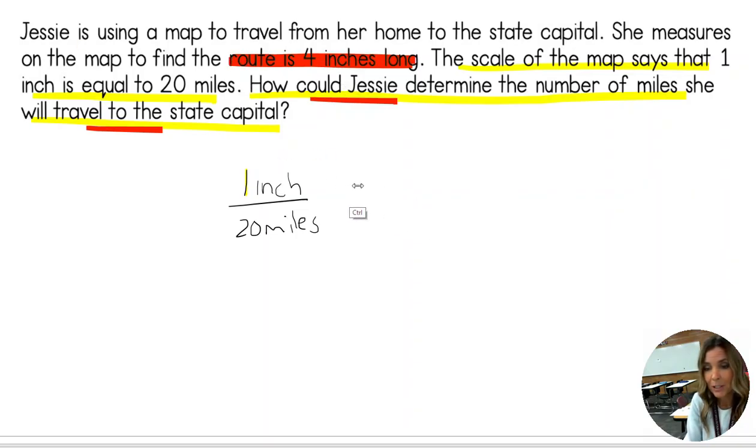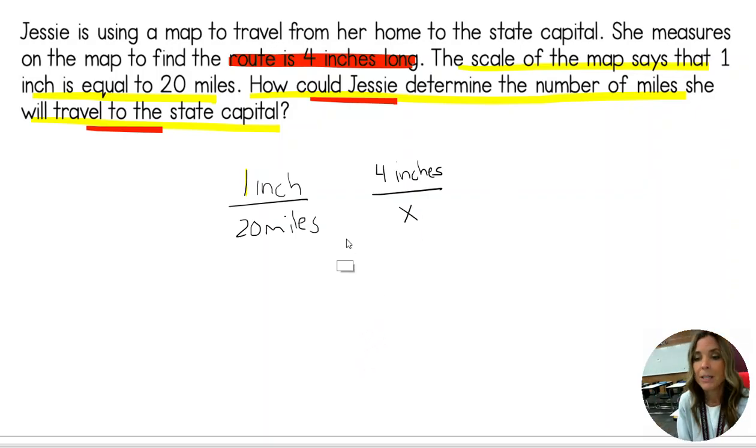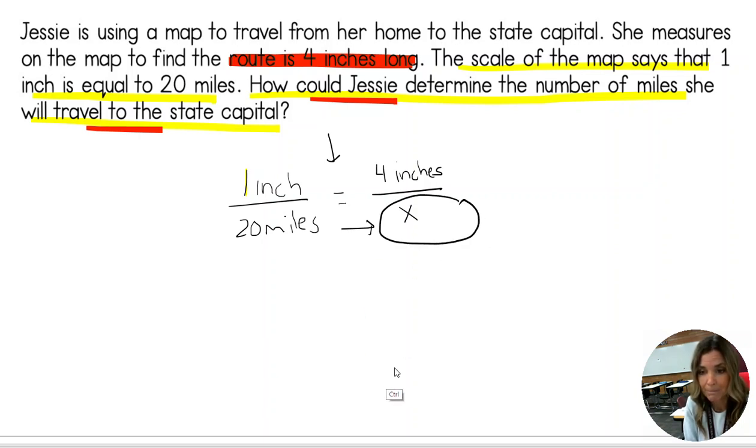Okay, so what we do is we're going to set up another ratio, and what we know is that the distance to the state capitol is 4 inches from her home, and what we want to know is how many miles is that going to be. Okay, so we're going to use the idea of creating equivalent fractions. We basically need to find the scale factor of how we get from 1 inch to 4 inches, and then we're going to use that to help us know what we're going to multiply by to get to the number of miles.